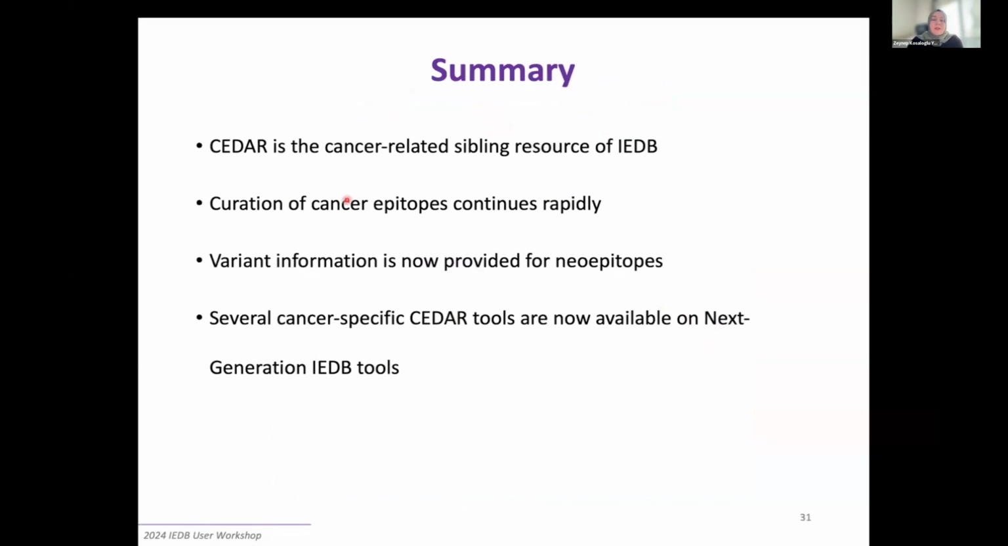So to summarize, CEDAR is the cancer-related sibling resource of IEDB. Our curation is ongoing and continues rapidly. The data is growing. We now have variant information available for neoepitopes, and we are also working on making it more easily accessible for users. And we now finally have several cancer-specific CEDAR tools available on the Next Generation IEDB Tools website. Okay, so that's it for this presentation.